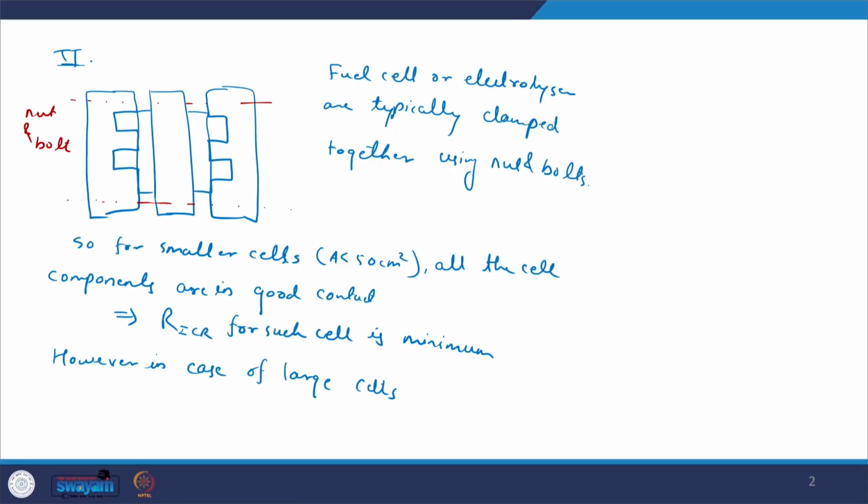We also discussed that fuel cells and electrolyzers are typically clamped together using nuts and bolts at the extreme ends of the plates. For smaller cells, or stacks having an effective area of less than 50 centimeter square or so, good clamping is observed. However, if the area of the cell increases, then there is local bending between these bipolar plates, and that leads to higher contact resistance.